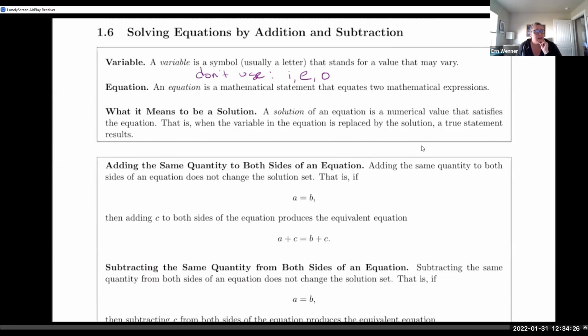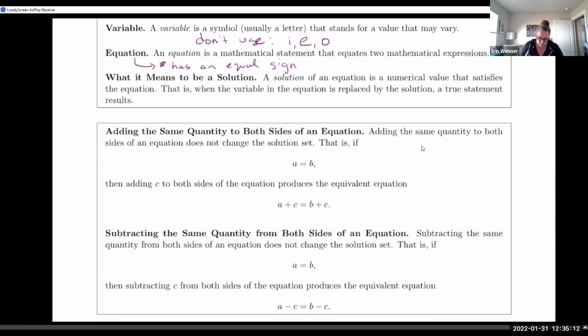An equation is a mathematical statement that equates two mathematical expressions. Really, this means it has an equal sign. That's what makes it an equation: it has one side on one side of the equal sign, and the equal sign means it is equated to what's on the other side. And what does it mean to be a solution? A solution of an equation is a numerical value that satisfies the equation. That is, when the variable in the equation is replaced by the solution, a true statement results. We'll talk about that more once we actually get into solving these equations.